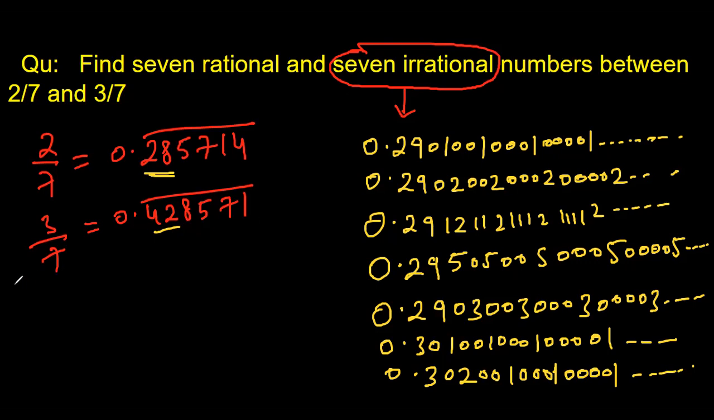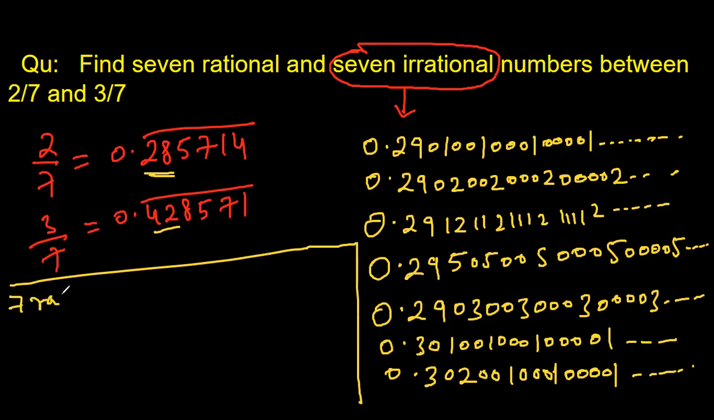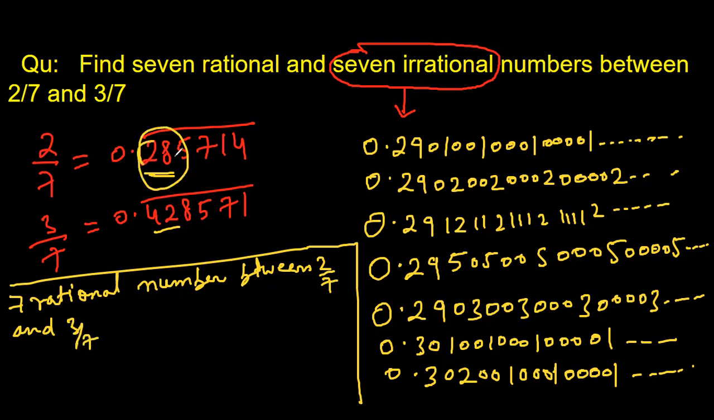Now if you want to write 7 rational numbers, let's write them. 7 rational numbers, of course between 2 by 7 and 3 by 7. So I think these numbers are very easy. From 0.28 you can go on. They should be terminating, right? Or they should be non-terminating but repeating. So it is a good idea to write them terminating, right?